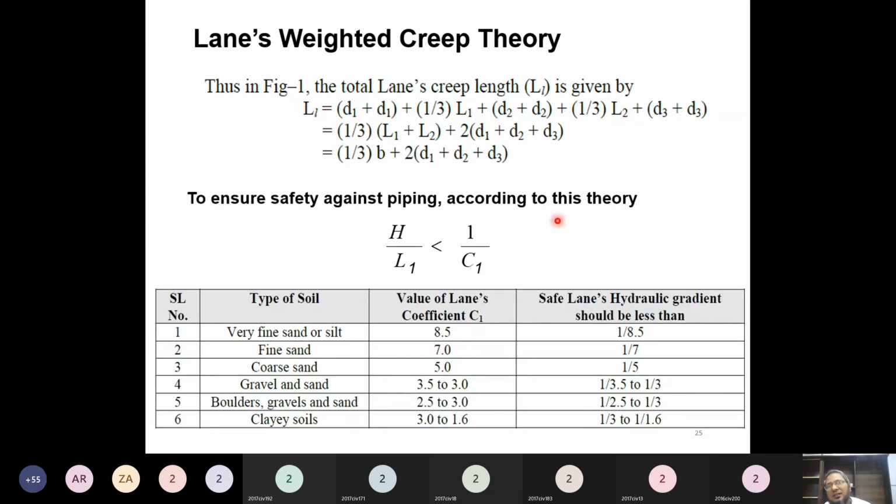Now what Lane has said, to ensure safety against piping, is that if I am designing a barrage with Lane's theory, how can I check the safety against piping and undermining? So he also kept the same method. He said the hydraulic gradient H/L_L should be less than 1/C_L, where this L stands for Lane. These C values are given by Lane for various materials, 8.5 down to 1.6 being the lowest. For clay soils he has given very few. And this is Lane's safe hydraulic gradient. So H/L_L should be less than 1/C_L, and this is basically Lane's approach to compute the safety against piping or undermining.